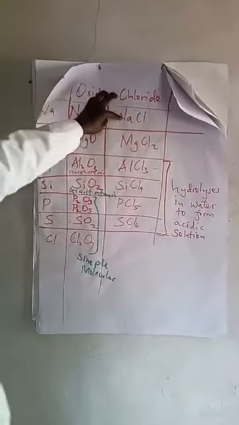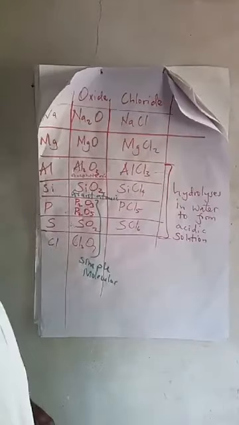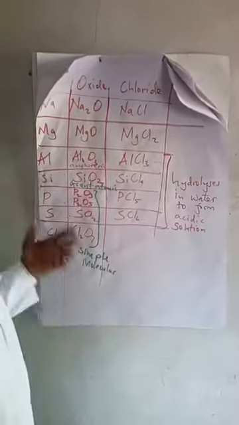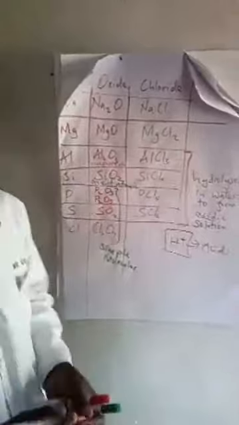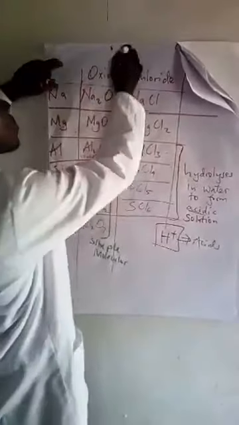Otherwise, for sodium and magnesium, they dissolve in water to form solutions. So acidic solutions, when you remember acids, we said acids have a proton, they have hydrogen ion. And sodium chloride, when they dissolve in water, there is no hydrogen produced.